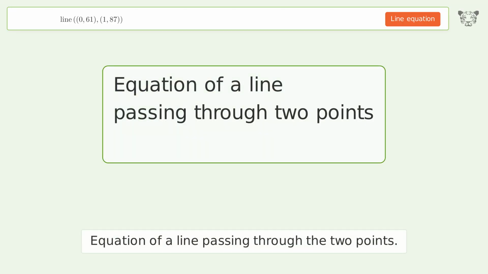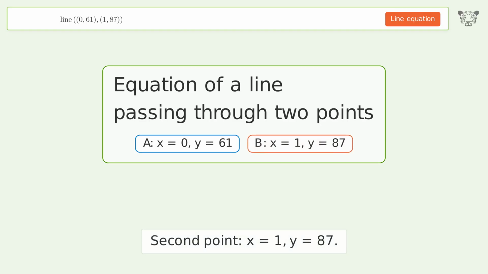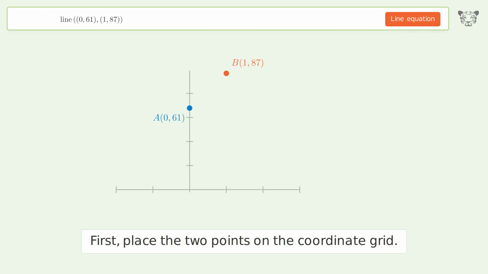Equation of a line passing through 2 points. The first point has x equals 0, and y equals 61. The second point has x equals 1, and y equals 87. First, place the 2 points on the coordinate grid.